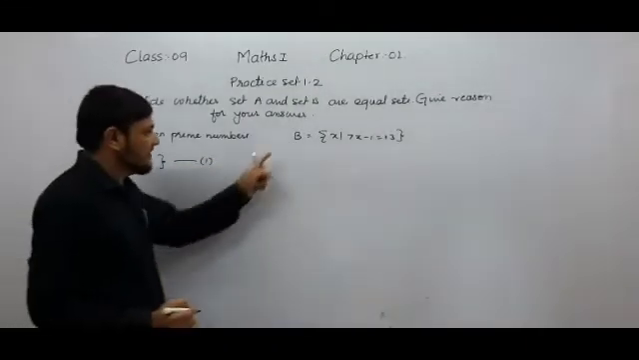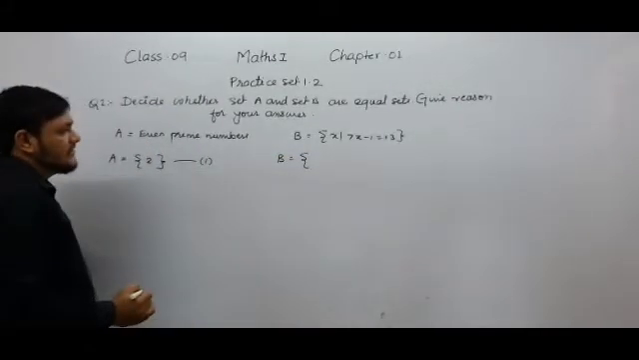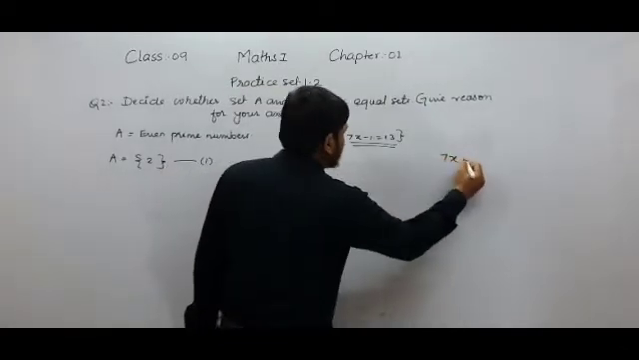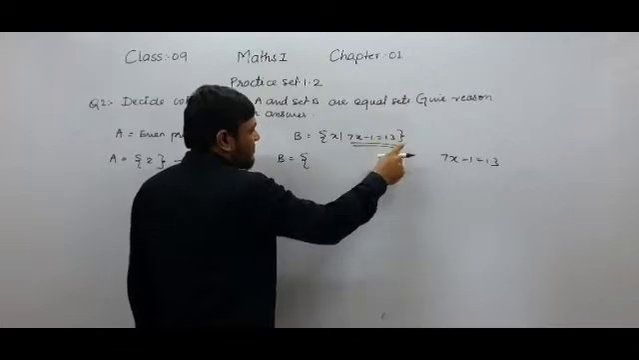Now after that, see set B. We will write set B in the listing method. So set B is equal to, here we have to solve this. We will solve 7x minus 1 equals 13. Here it is x such that 7x minus 1 equals 13.